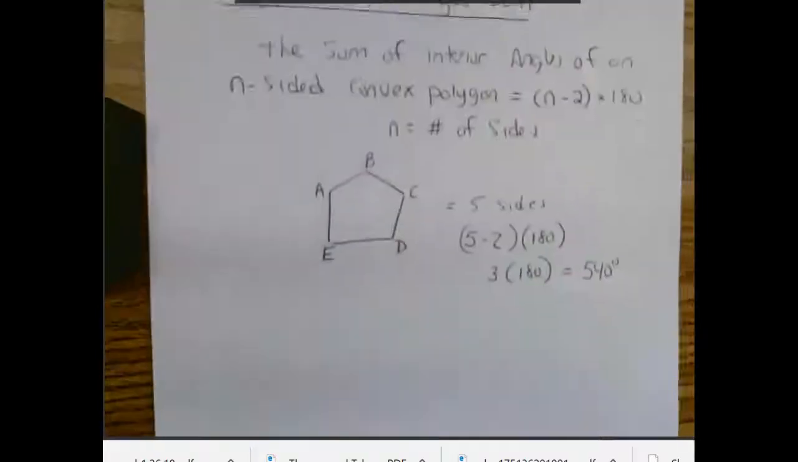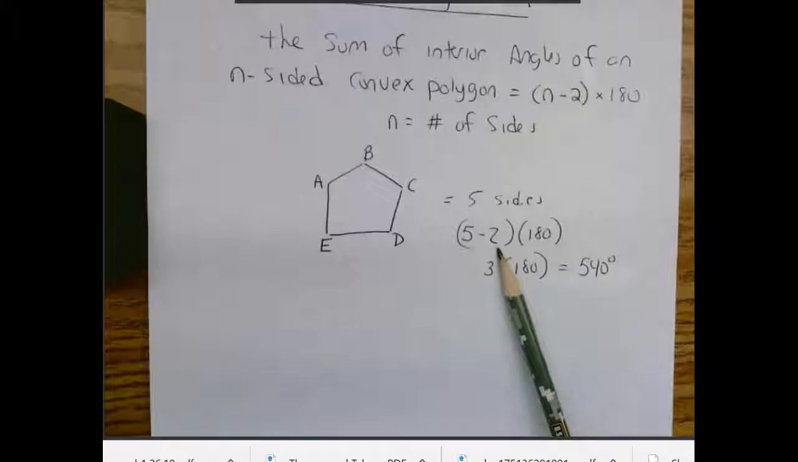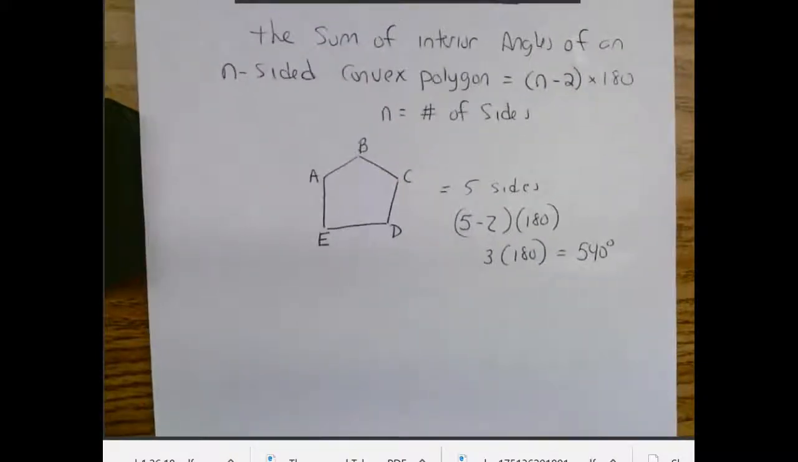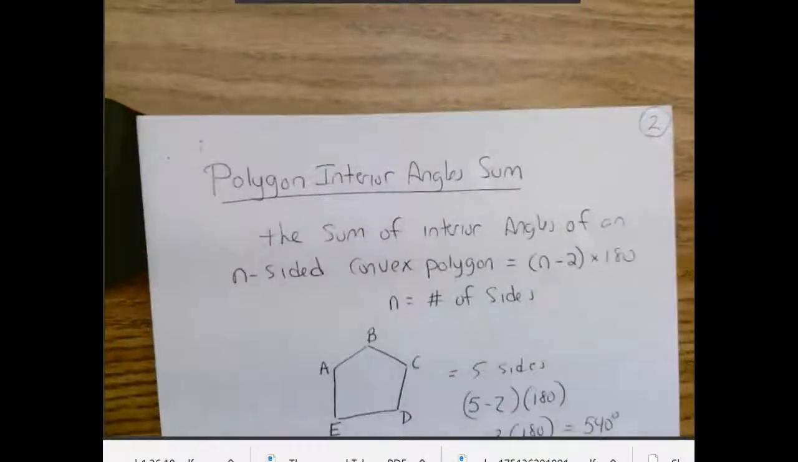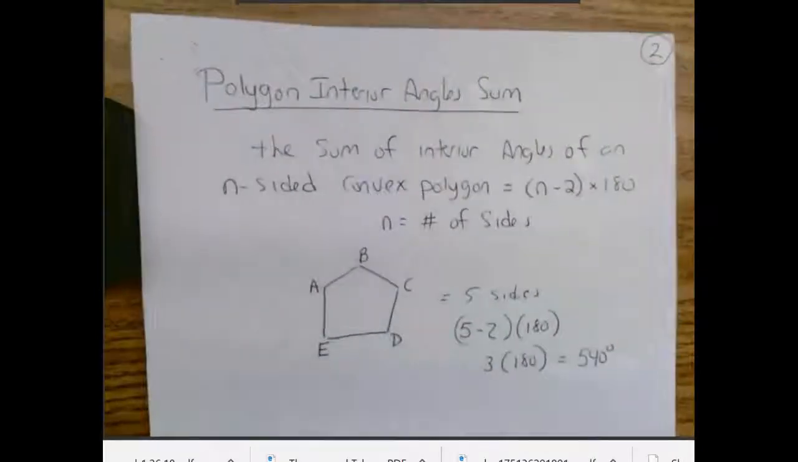So here you kind of see the example. It has 5 sides. We go 5 minus 2. That would be 3. 3 times 180 gives us 540 degrees. And that's how we'd use that. So we just use this basic equation and we can figure out the total angles of each different polygon.